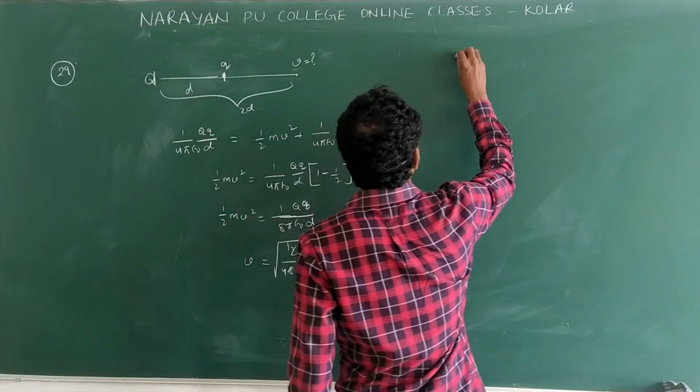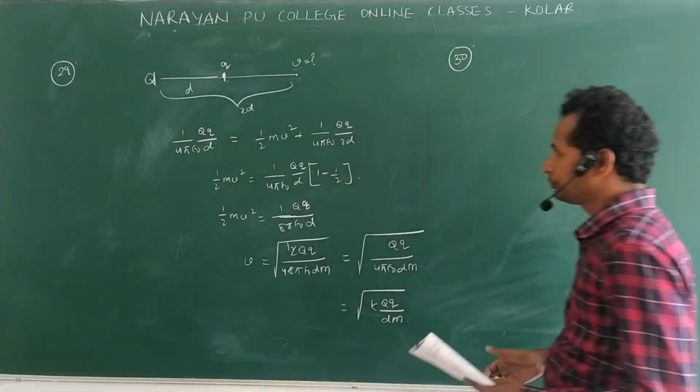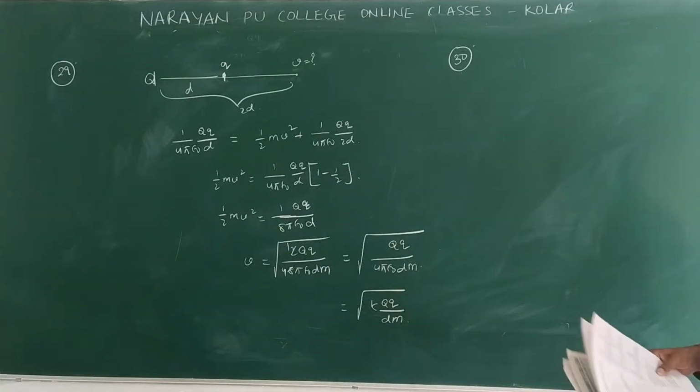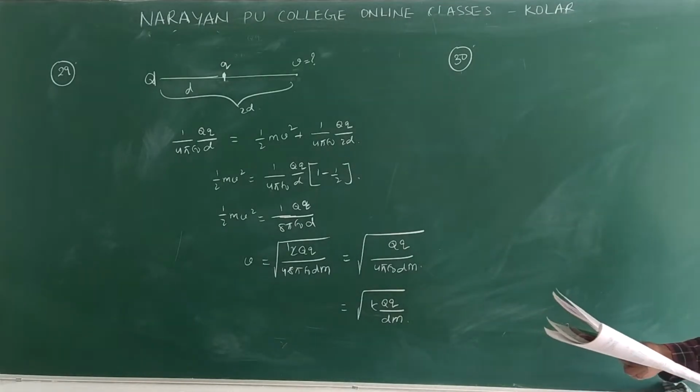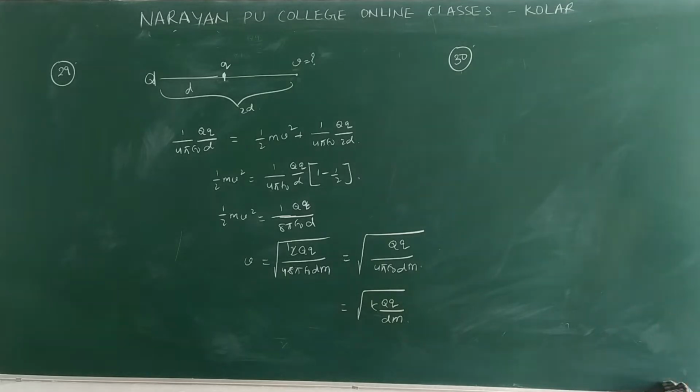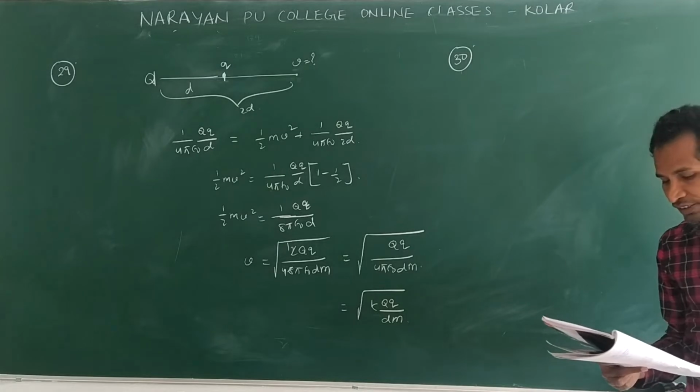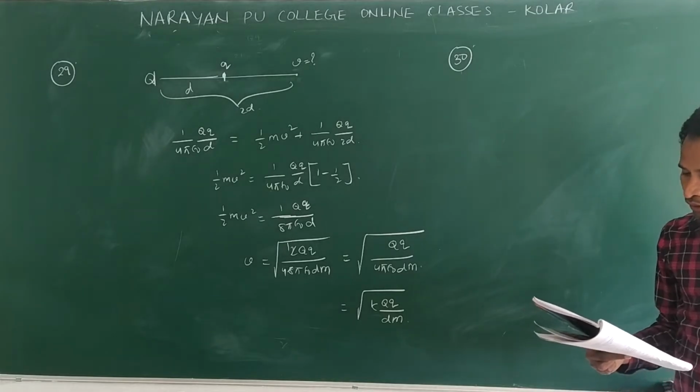Now come to 30. A charged particle q is shot towards another charged particle Q naught, which is fixed, with a speed v from a large distance. It approaches Q naught up to a closest distance x, and then returns. If q were given a speed 2v, the closest distance of approach would be. Here it is not small q naught, it is only small q.